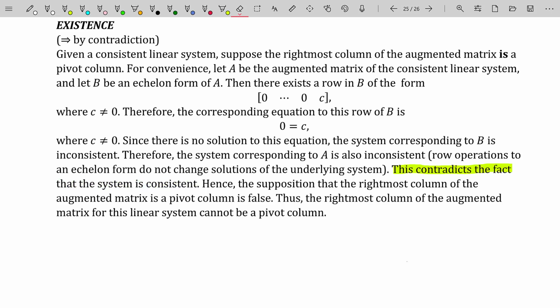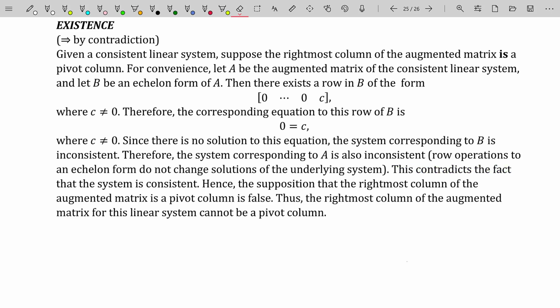So our supposition was wrong, and therefore it's a contradiction, and therefore we know the opposite of our supposition must be true. The rightmost column of the augmented matrix for this linear system cannot be a pivot column. Now, before somebody stands up and says, hey, just because one thing's false doesn't mean the other's always true, that is a true statement if you had 3 or more options. But when you only have 2 options, on or off, true or false, well, if one doesn't work, the other one has to. That's just how it is.